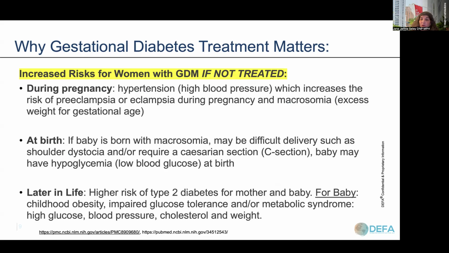Later in life, we also have to monitor both the mother and the baby. The mother's risk for type 2 diabetes is much higher, but for the baby, all the way through life, they are at higher risk for childhood obesity, impaired glucose tolerance, and metabolic syndrome. So high glucose, high blood pressure, high cholesterol, and excess weight. So we have to monitor them very closely.